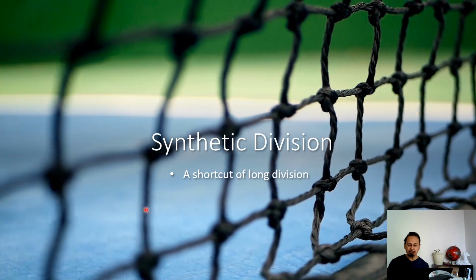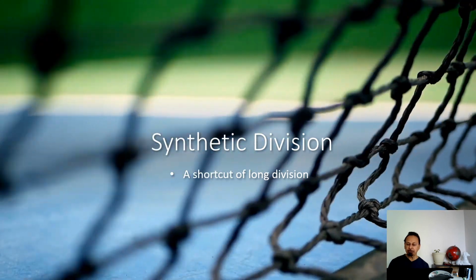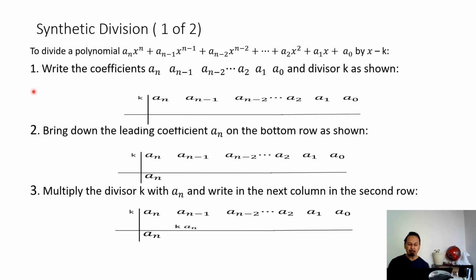Synthetic division is a shortcut of long division. To divide the polynomial a sub n x to the n plus a sub n minus 1 x to the n minus 1 plus a sub n minus 2 x to the n minus 2, and so on, plus a sub 2 x squared plus a sub 1 x plus a sub 0, by x minus k.